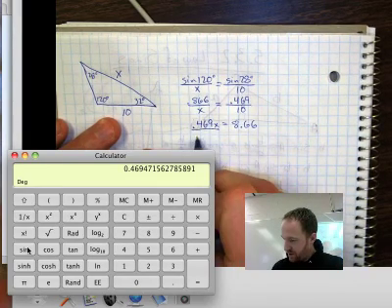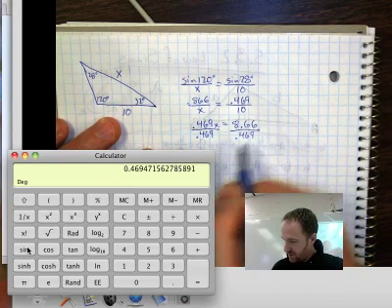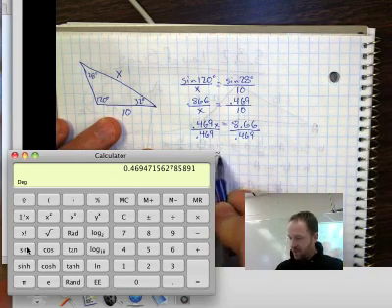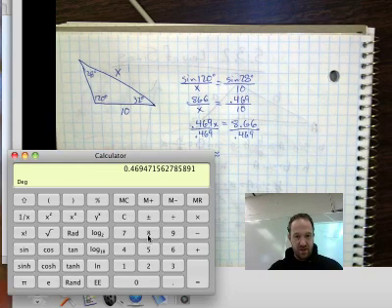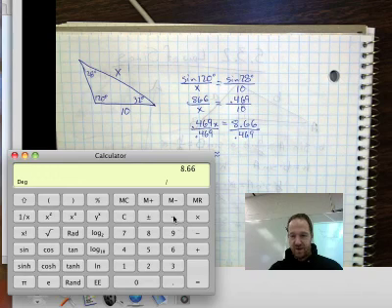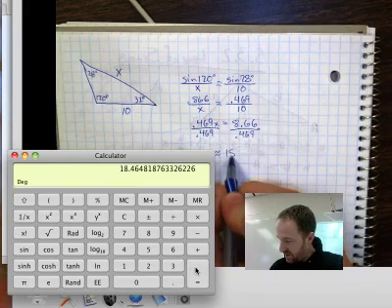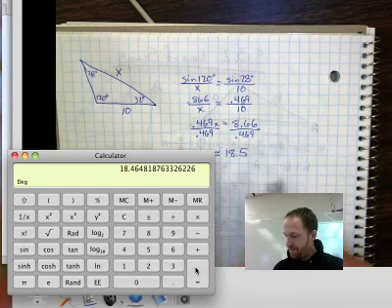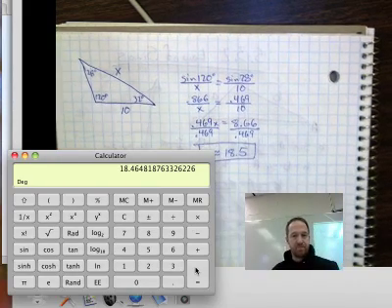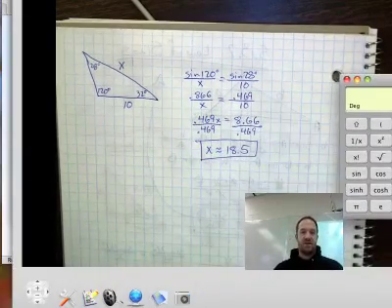Divide both sides by 0.469. We get x is about, 8.66 divided by 0.469. X is about 18.5. There we go. There are 3 examples for the law of sines.